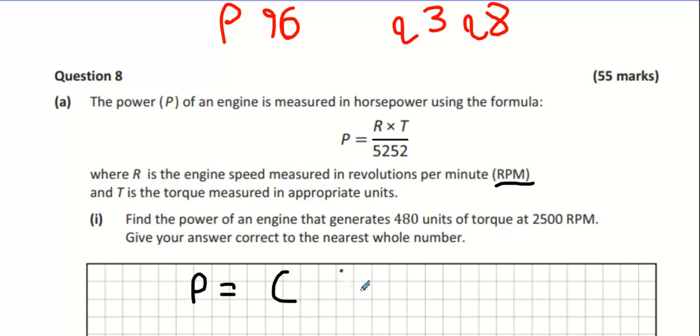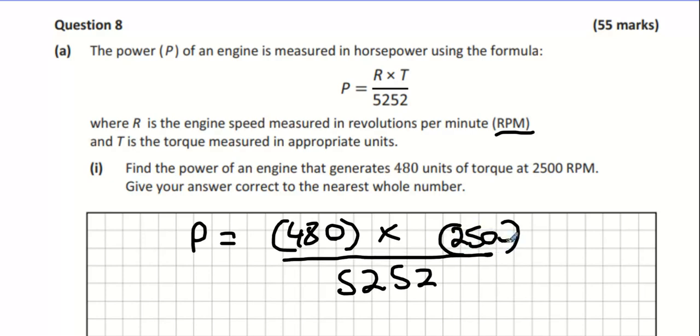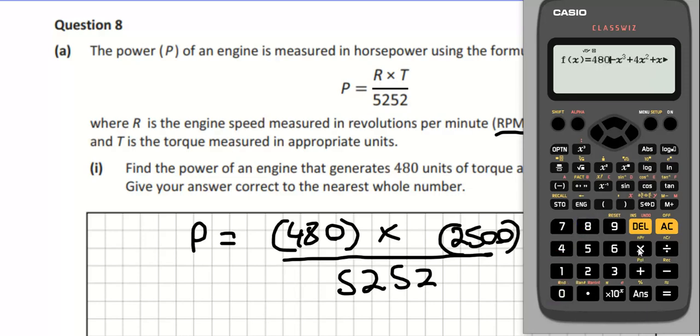So what am I replacing the R and the T value with? Can anybody tell me? What does R get replaced with? And the T value? Yeah, put it into the calculator and tell me what you get. Once again, that was a nice question, wasn't it, to start you off. 228.48 horsepower in that car. To the nearest whole number, 228 horsepower.